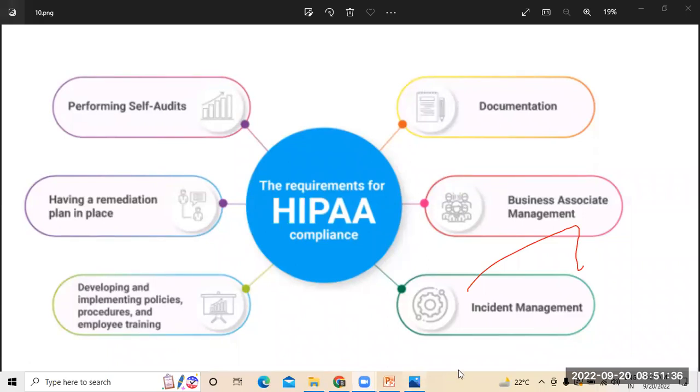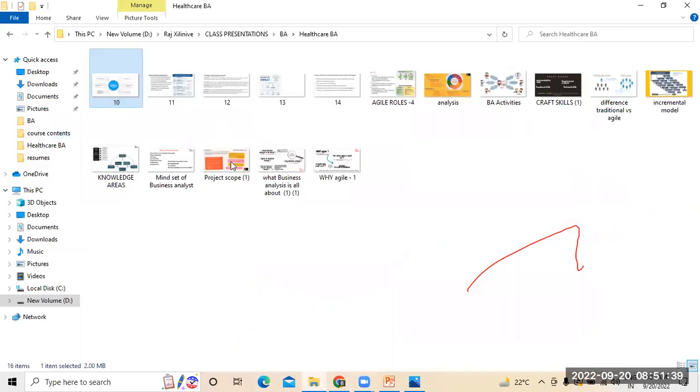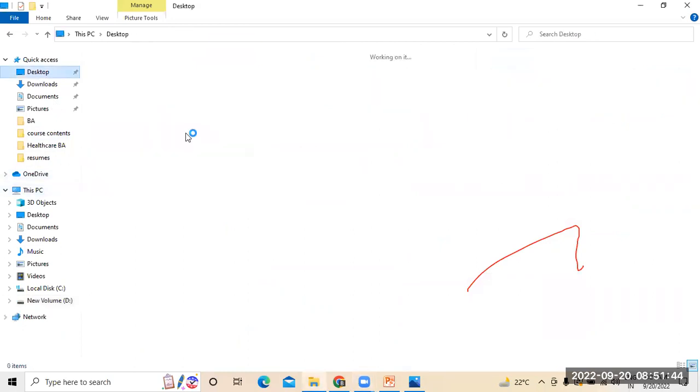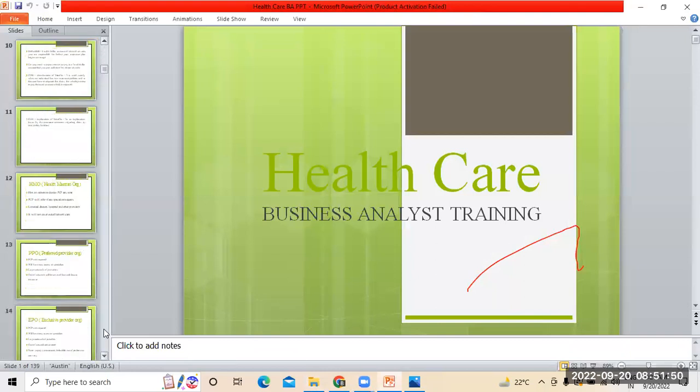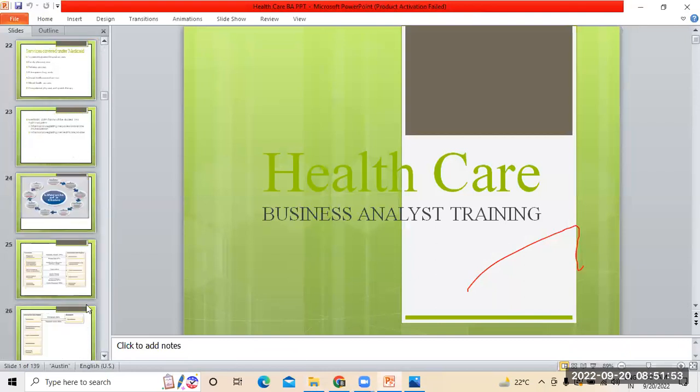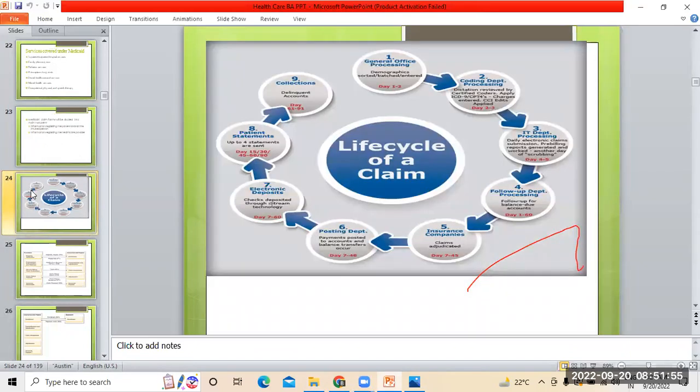Tomorrow I am going to discuss the codes, what different codes we have. I will start with the life cycle of a claim. Before going to claim processing, first the claim processing life cycle will be explained to you. After that, I will explain what different codes we use and for what purposes.